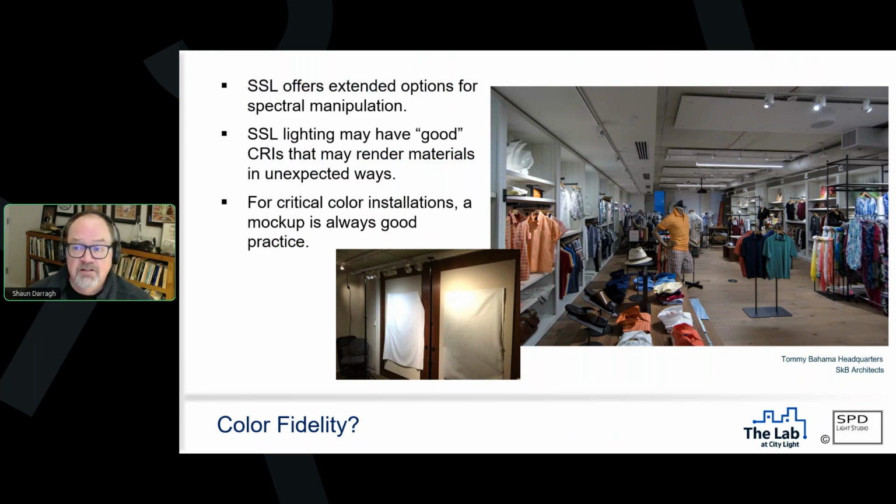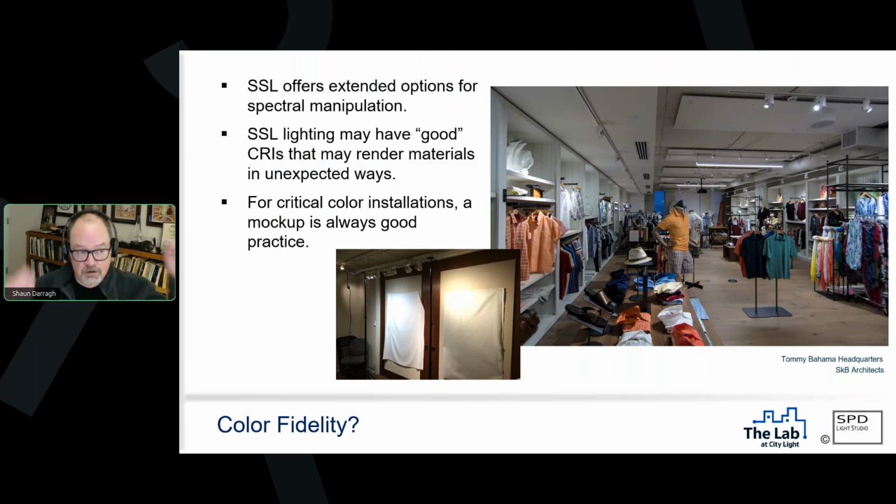So here's an example. This is the Tommy Bahama headquarters here in Seattle. When I was designing that, I wanted to make sure that the people that were designing garments understood how they were going to be looking based on the light that their customers would be seeing in dressing rooms and in their stores. So we actually did an all-day mock-up at their facility. And we had the designers come through, and I had half a dozen different light sources that they could play with, that they could look at.